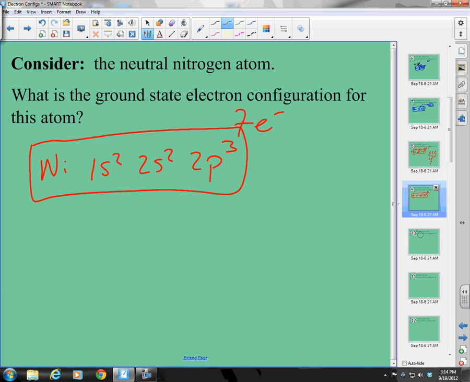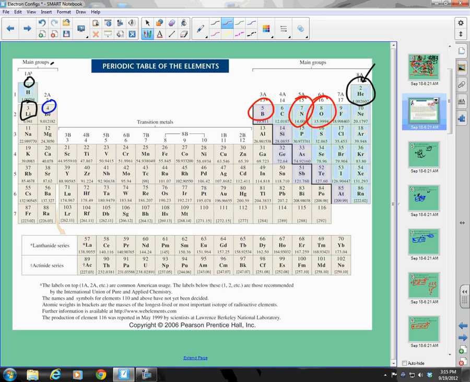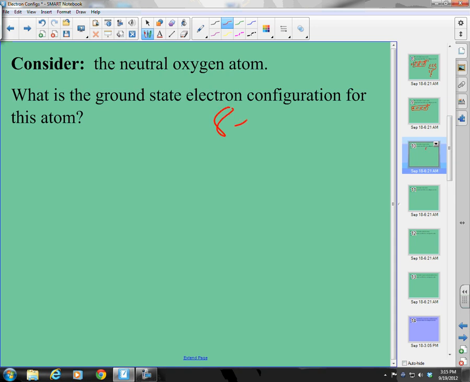Good. Next. A neutral oxygen atom. Okay, I think you guys can do this one too. Are you ready? Here we go. Pause it and see if you can come up with the right answer. Okay, I hope you're back. Oxygen. Oxygen has 8 electrons. Okay, that should be a piece of cake, right? 8 electrons. 1s2, 2s2, 2p what? 4.